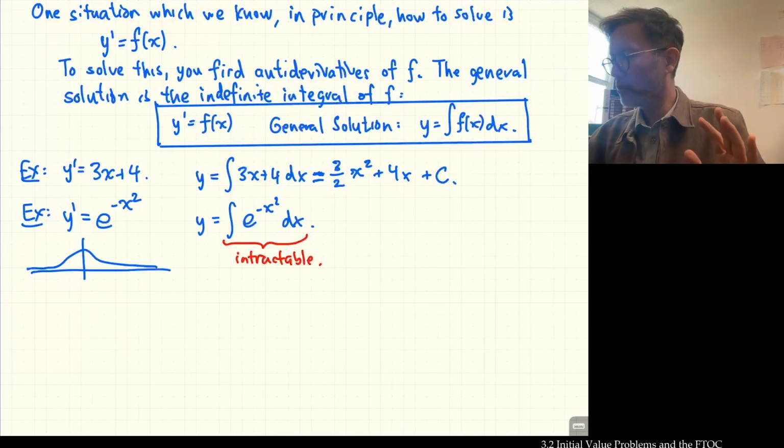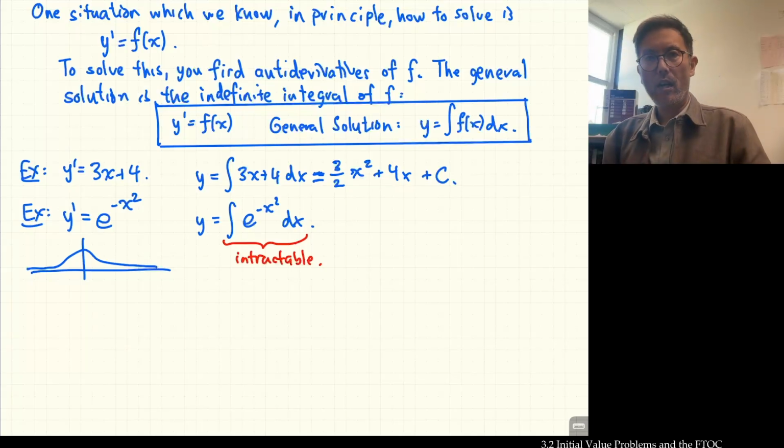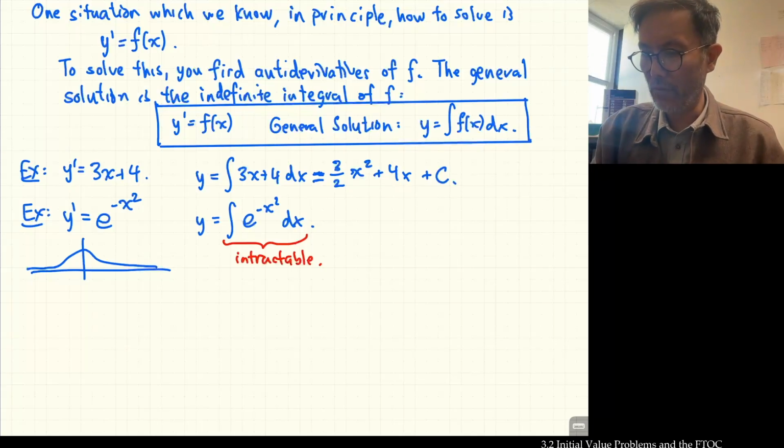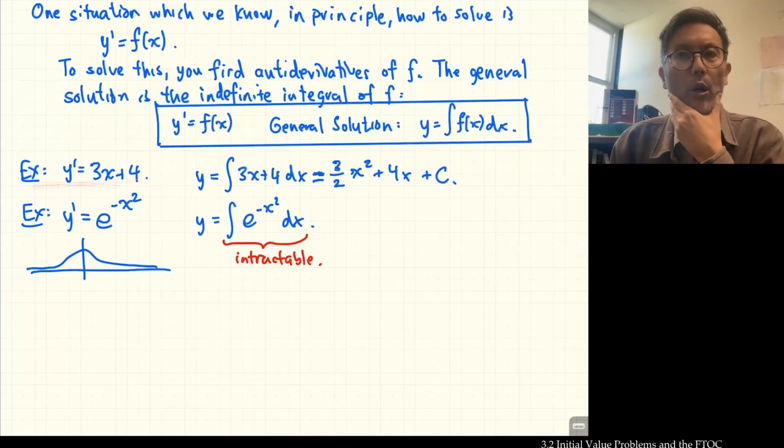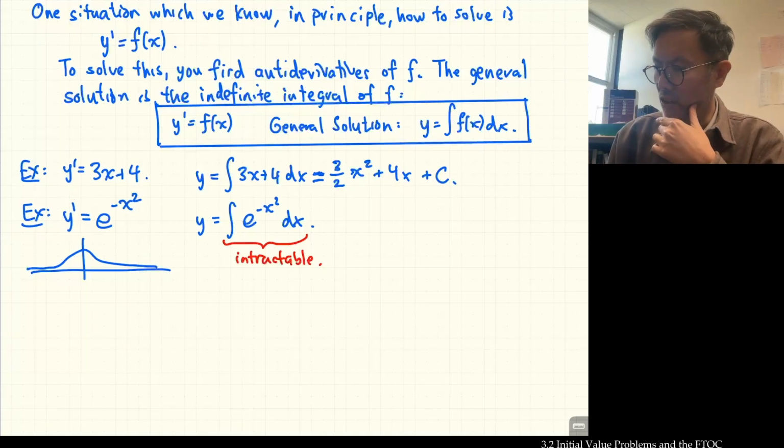So just as a reminder, I want to focus for a moment on this very trivial problem, this one right here, where we were working with the differential equation y prime is equal to 3x plus 4. And it was incredibly easy to find the general solution. Here it was, simply through integration.